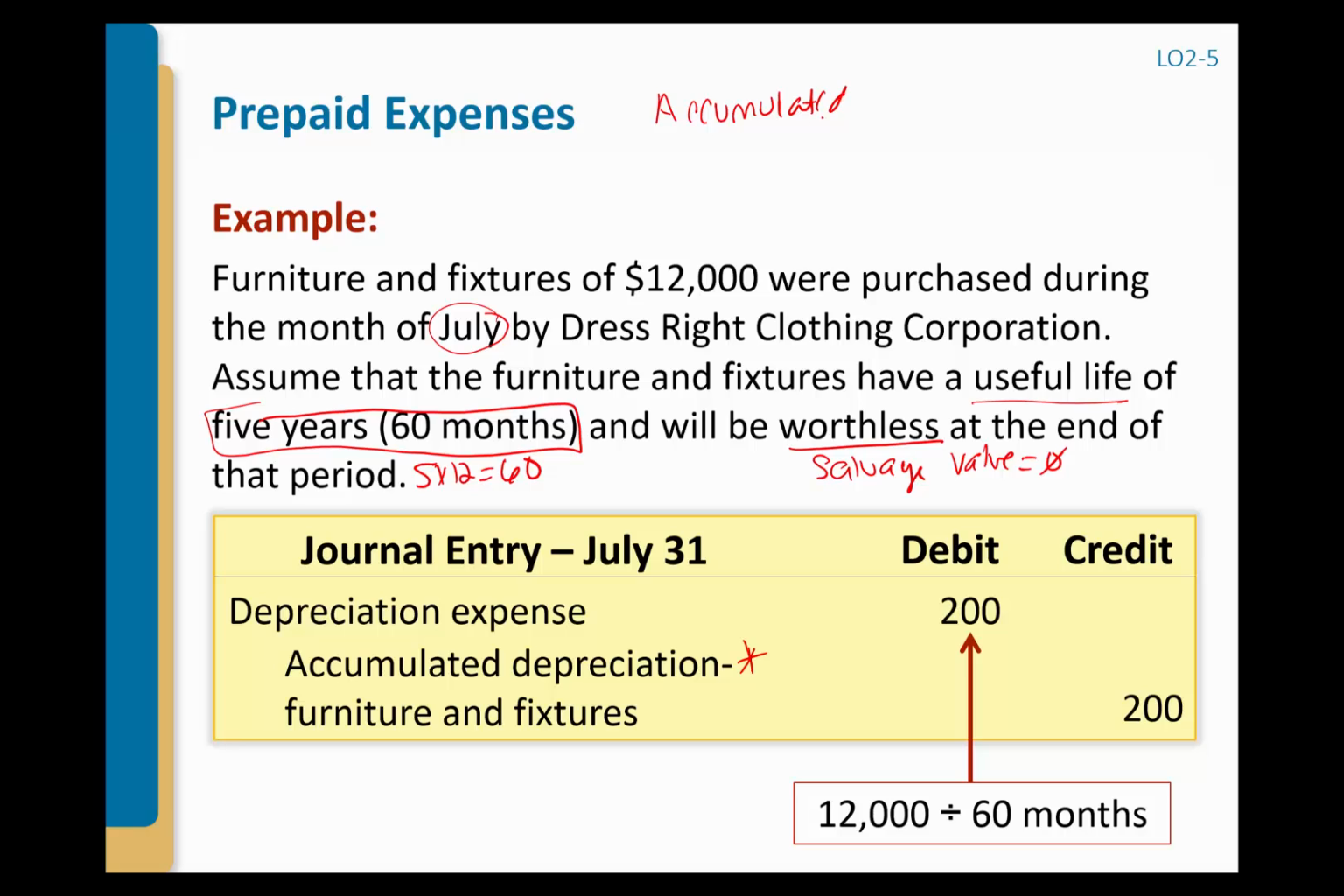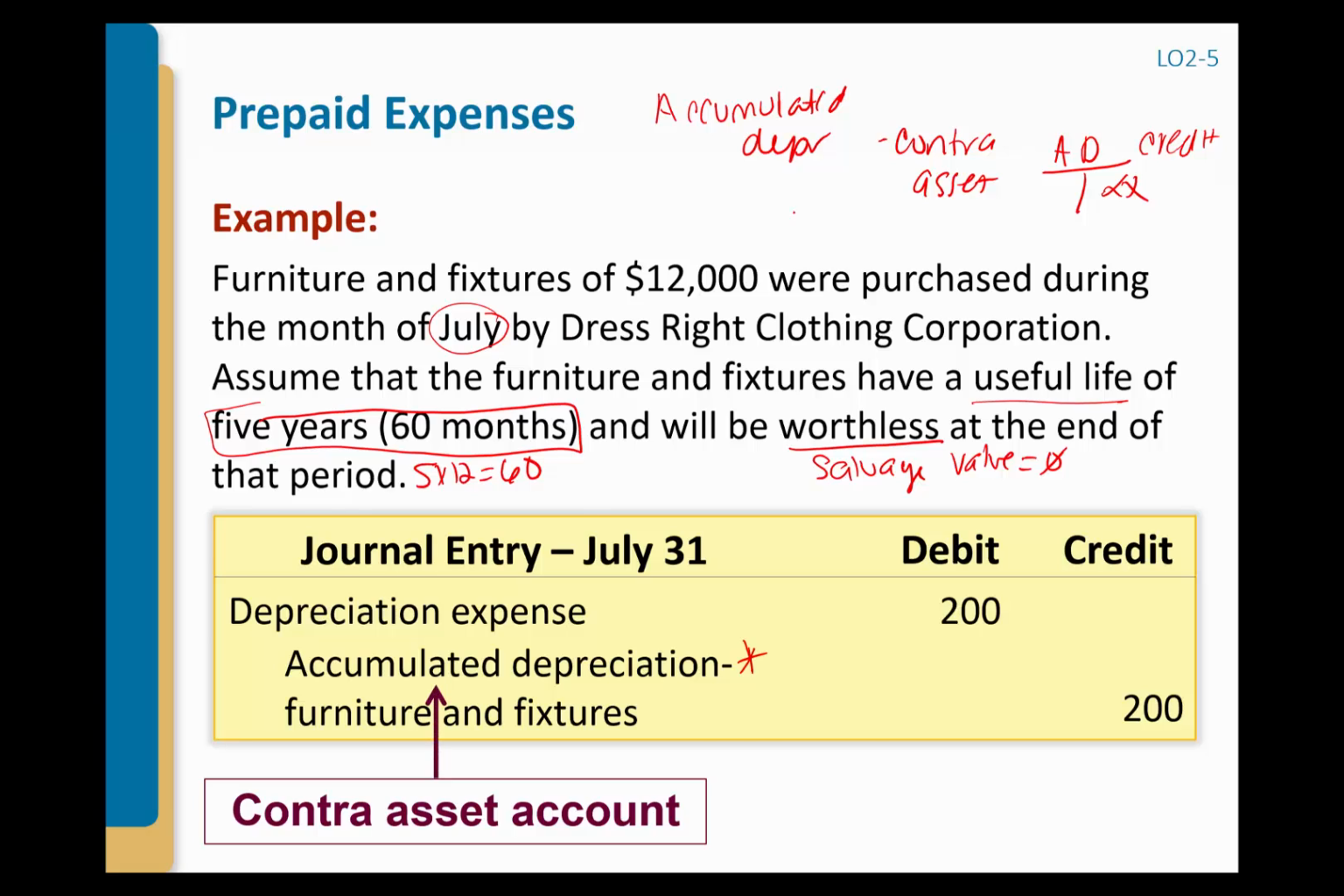Accumulated depreciation is a contra asset account, and as such, it has a credit balance. So accumulated depreciation has a credit balance. Make note of that. So it's our contra asset account.